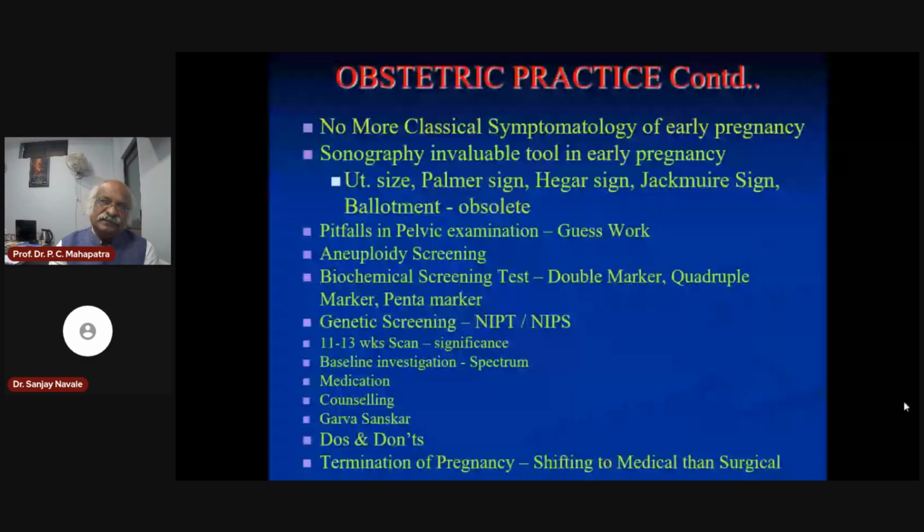Coming to the second trimester. The second trimester is an era where only clinical accuracy could be there.